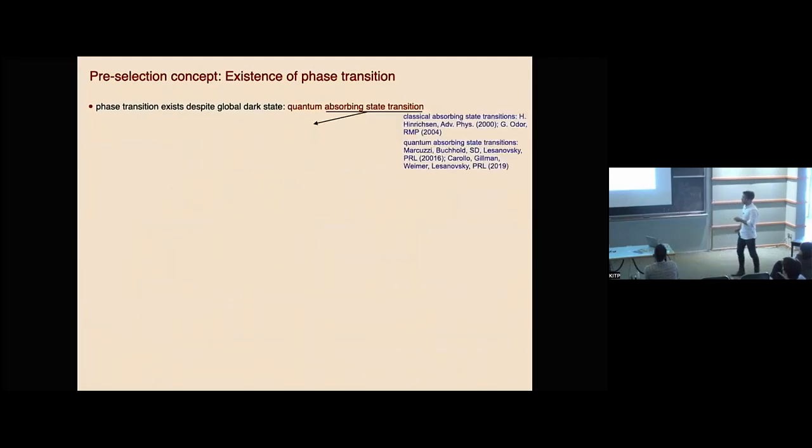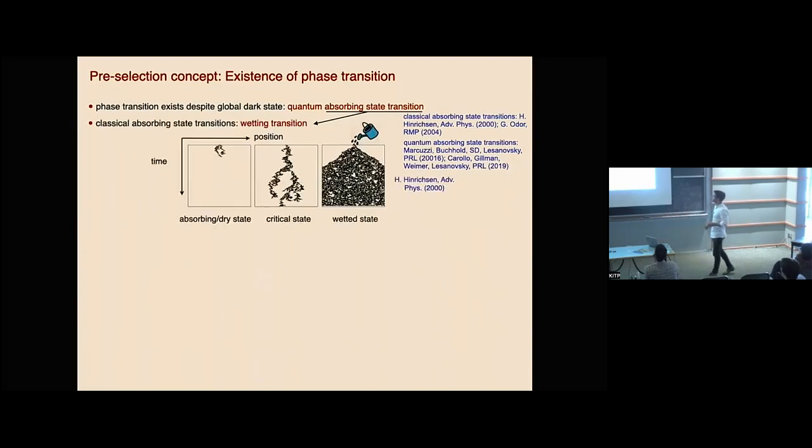Now let's go into this second notion here, absorbing state transitions. So also let's get a classical example. We've seen one example in Ehud's talk today. The kind of mother of this problem is really this wetting transition here, where you have, but you see the pictures are really pretty similar to the ones that Ehud showed.